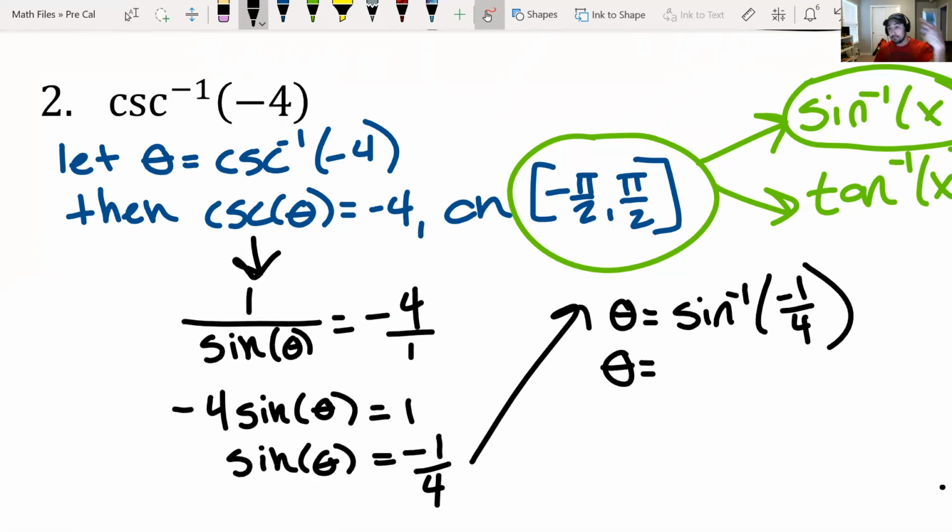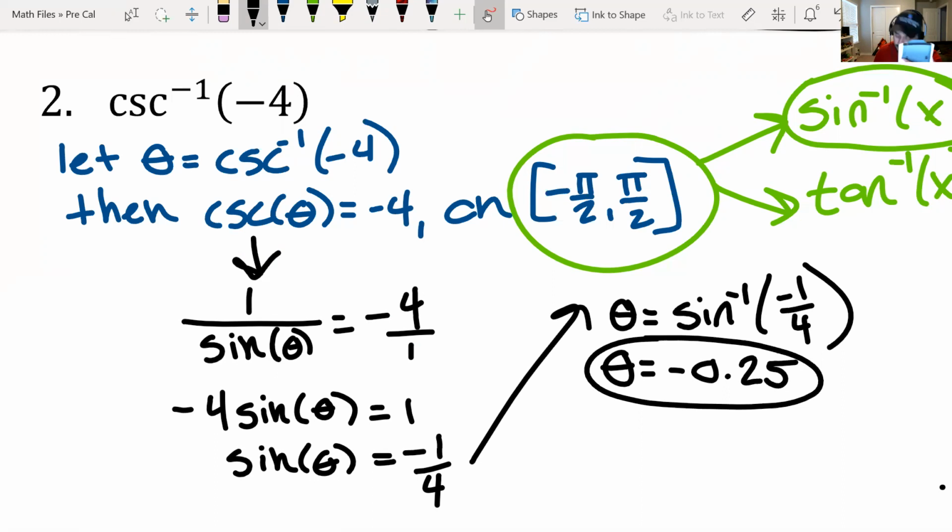Now, do you have an inverse sine button on your calculator? Yes, you do. Hit second, hit sine, and type in -1/4. To 2 decimal places, I get -0.25. There it is.